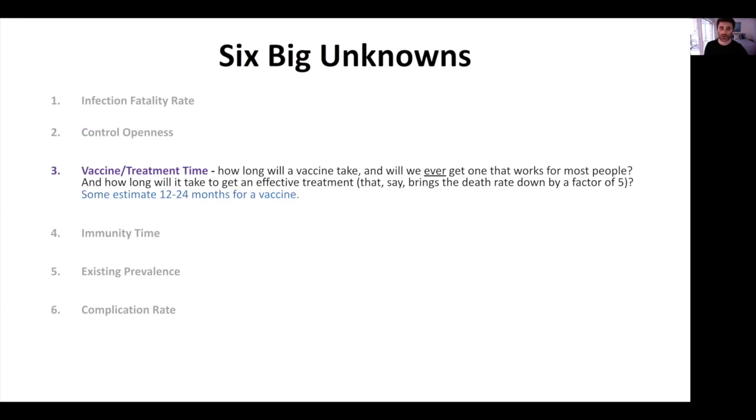The third major unknown is what I'll call the vaccine or treatment time. And this is how long it will take to get a vaccine, and also relates to the question of whether we ever will have a vaccine that works, because that is still an open question. We can't be absolutely sure we can make a vaccine. It also is about how long it will take to get an effective treatment that, for example, brings the death rate down by a factor of, let's say, 5. So some people are estimating right now it'll be 12 to 24 months for a vaccine, but we really don't know at this point.